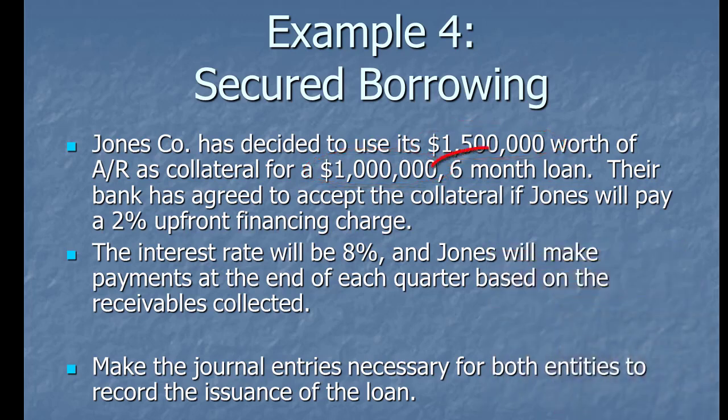They only want the loan for 6 months. The bank has agreed to accept the collateral, but they have to pay an upfront finance charge to offset some of this risk of delayed payments, etc. Interest rate will be 8%. Jones will make the payments at the end of each quarter based on the collections that they're able to make. So we want to start off with the journal entry to record the issuance of this loan, and we're going to do it for both Jones and for the bank.